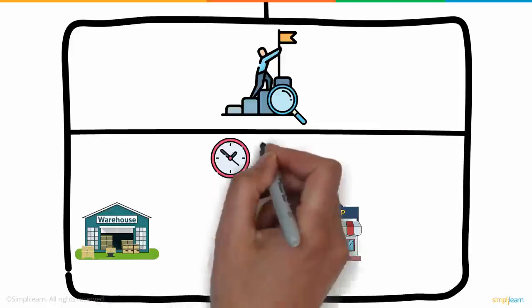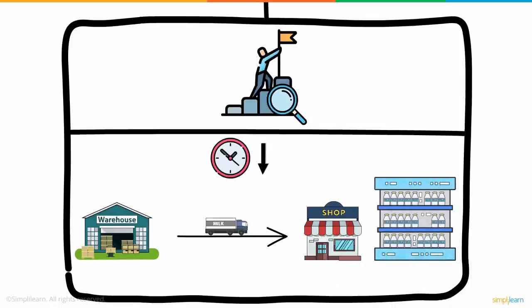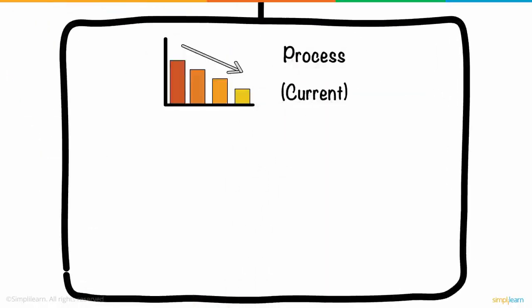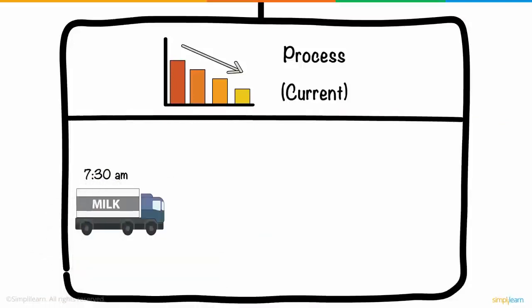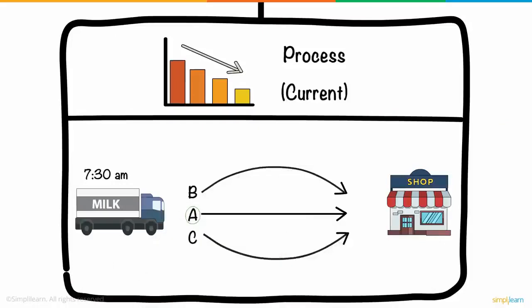In this case, you want to reduce the amount of time taken to deliver milk from the warehouse to the supermarket, so that it is stocked on the supermarket shelves before 8:30 in the morning. In the measure phase, you measure the performance of the current unaltered process. The milk truck leaves at 7:30 a.m. in the morning and can take one of three routes, A, B, and C. Route A is currently the preferred one, as it takes only 60 minutes to reach the supermarket, compared to the routes B and C, which take 70 and 80 minutes respectively.